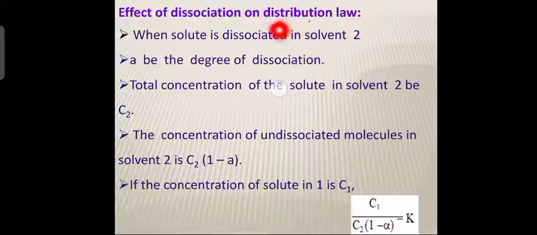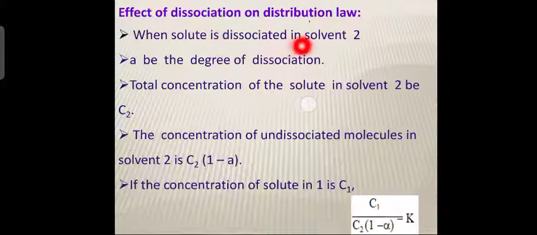Now what happens in the case of dissociation? Effect of dissociation on distribution law. Now assume that the solute is dissociated in solvent 2. Here also we are assuming that in solvent 2 there is a dissociation. What do you mean by dissociation? One compound splitting into 2 or more, or 2 compounds dissociating to give 4, 3 or more. Lesser number of compounds giving more number of compounds, that is the general meaning.